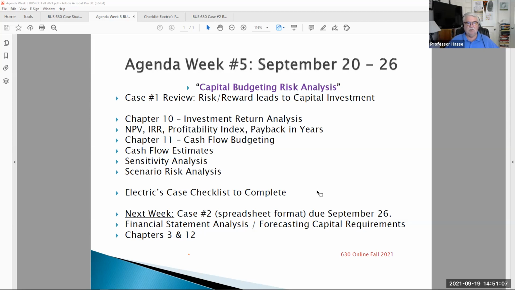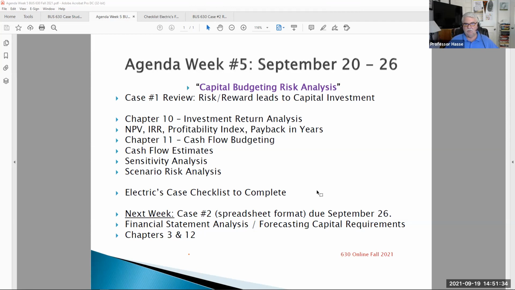Also, we're going to talk about an Electrix case checklist, which I have posted to Blackboard, which is a series of tasks you need to find and complete in order to complete that group case. And I have already posted, as of today, September 19th, a case number 2, which is a spreadsheet format only, where you are to put together a capital budget analysis for a given company. And I will look at that in just a minute.